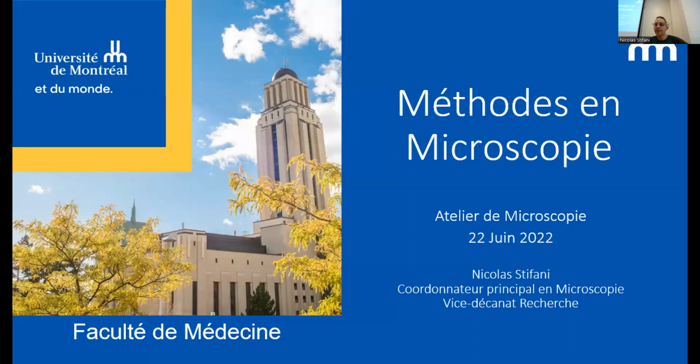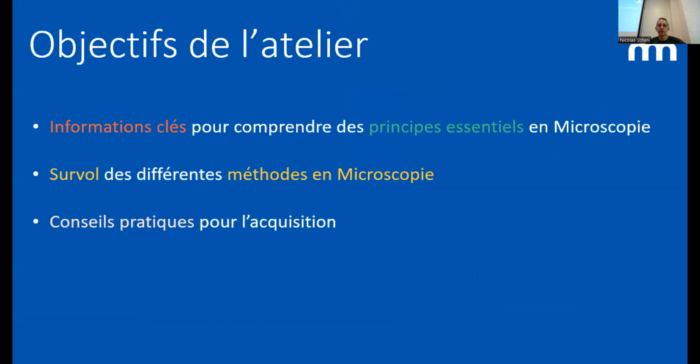Second part, it's about the methods. So I tried to give you the key information about microscopy, which is NA, refractive index, resolution, properties of light, wavelength, and this kind of thing. So I'm assuming that now you are experts in theoretical microscopy. So now I'm going to give you a brief overview of the methods we can apply for microscopy.